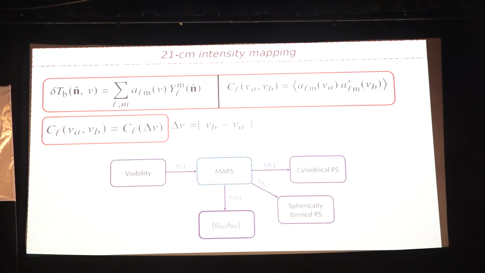So this is a flow chart of what I shall present. From the measured visibility, I shall use the tapered grid estimator to get maps, and from maps I shall estimate these quantities of interest, this cylindrical power spectrum, spherical beam power spectrum, and finally Ω_HI b_HI through maximum likelihood estimators, which I shall present.